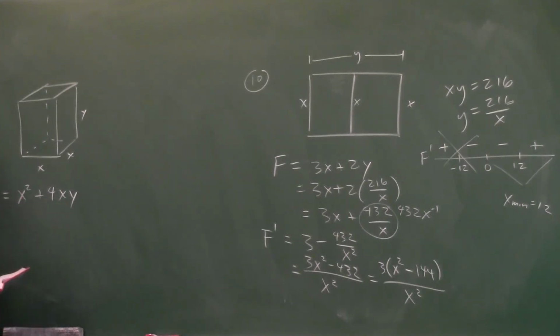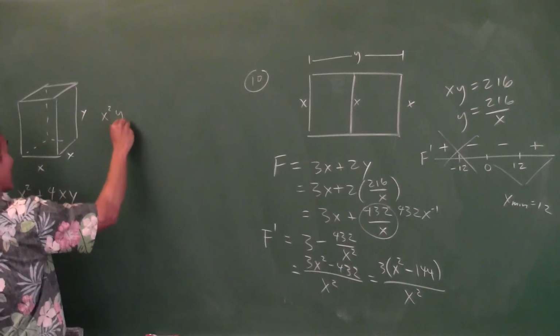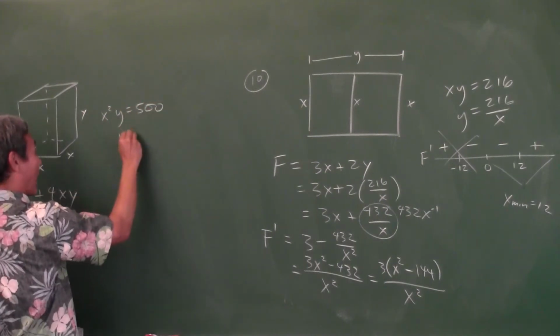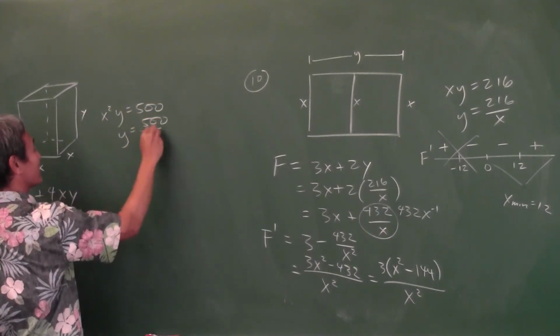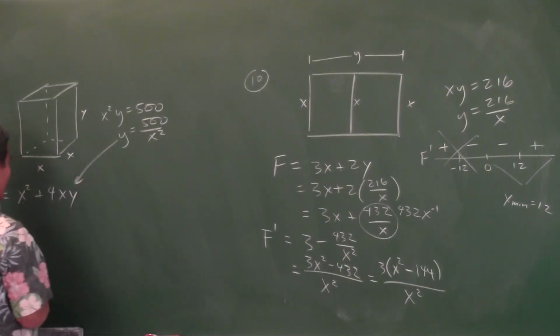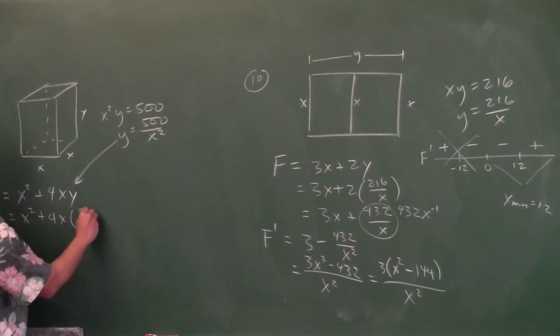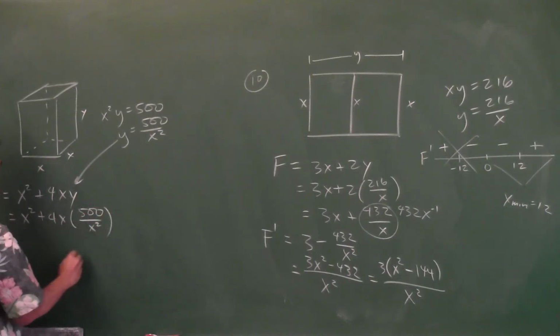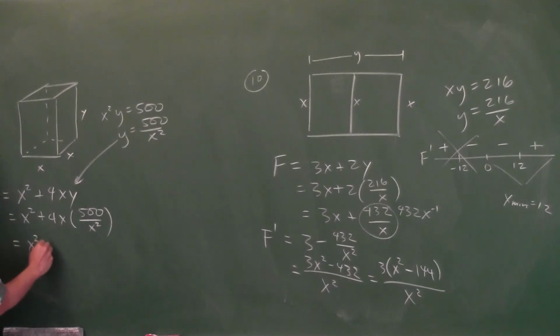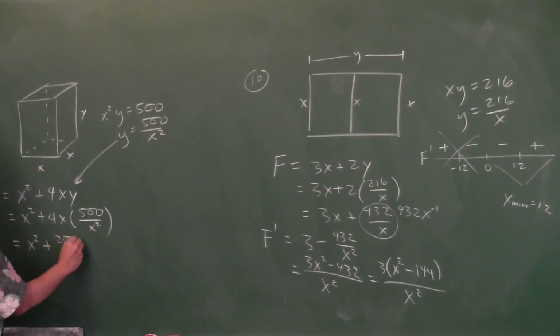But then again, you got 2 variables, you need another equation. Do they give me more information? Yes, it says the volume is to be 500 cubic feet. So look at this picture, what is the volume of this box? x squared y. And that's gotta equal 500. Solve for y, just like all the other problems we did, and plug it in there. And we get x squared plus 4x times y. And then if you simplify this critter, you got x squared plus 2,000 over x.